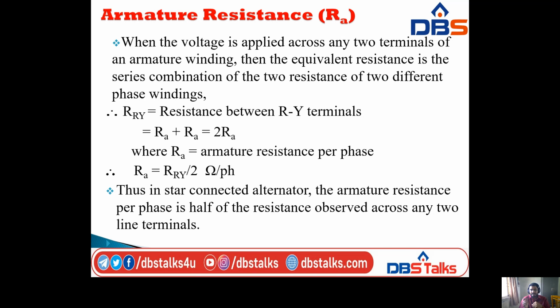So here when the voltage is applied across any two terminals of an armature winding, the equivalent resistance is the series combination of two resistances of two different phase windings. Here the voltmeter is connected across R and Y phase, so I am calculating the resistance across R and Y phase, that is RRY, the resistance between R and Y terminals. It is a series combination of two resistances, so the resistances add: Ra plus Ra, that is equal to 2Ra, where Ra is the armature resistance per phase. So from this, Ra is equal to RRY by 2 ohms per phase, where RRY is the resistance between R and Y terminals.